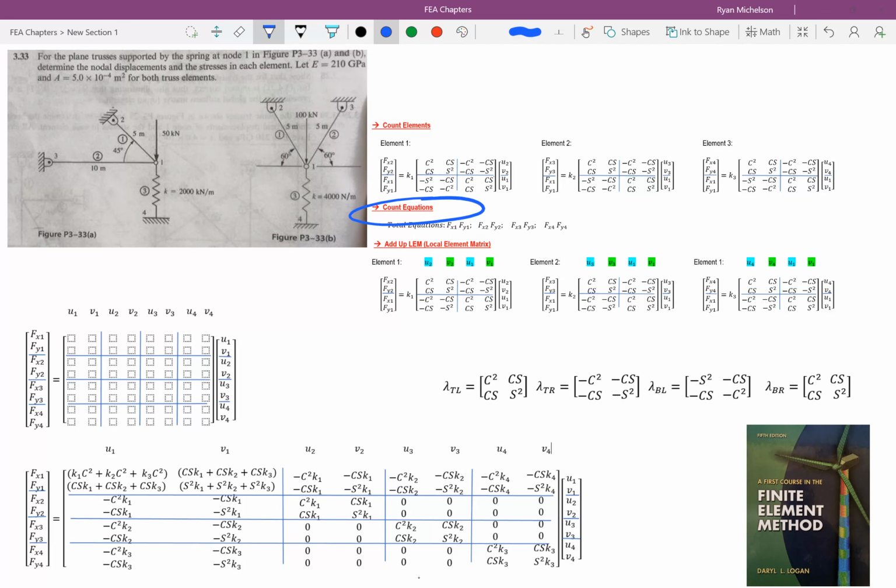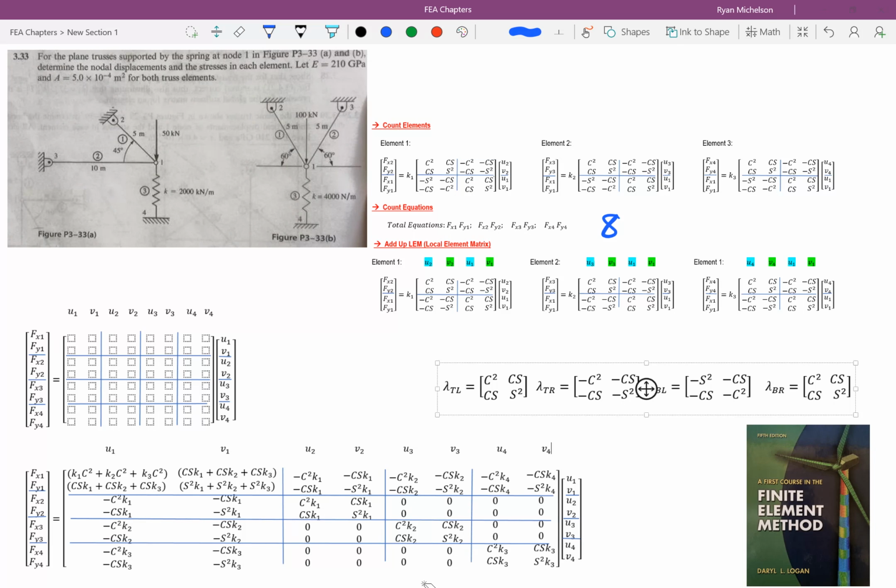Now, next thing we need to do is count our equations. If we look here, we have a force in the x and a force in the y. So that's these guys. And here we have the exact same thing. We have a force in the x and a force in the y. And so forth here. And then back to 1. Okay, so we have a total of 8 equations.